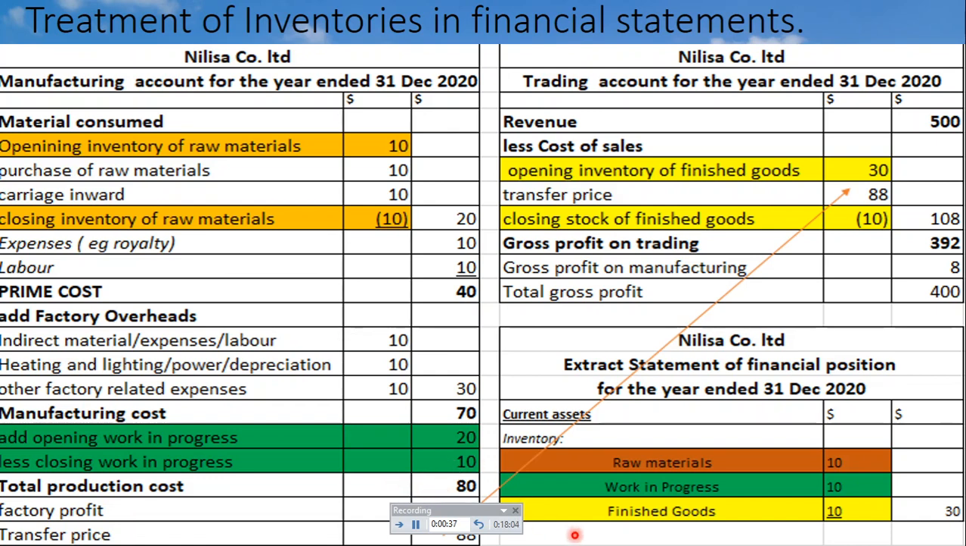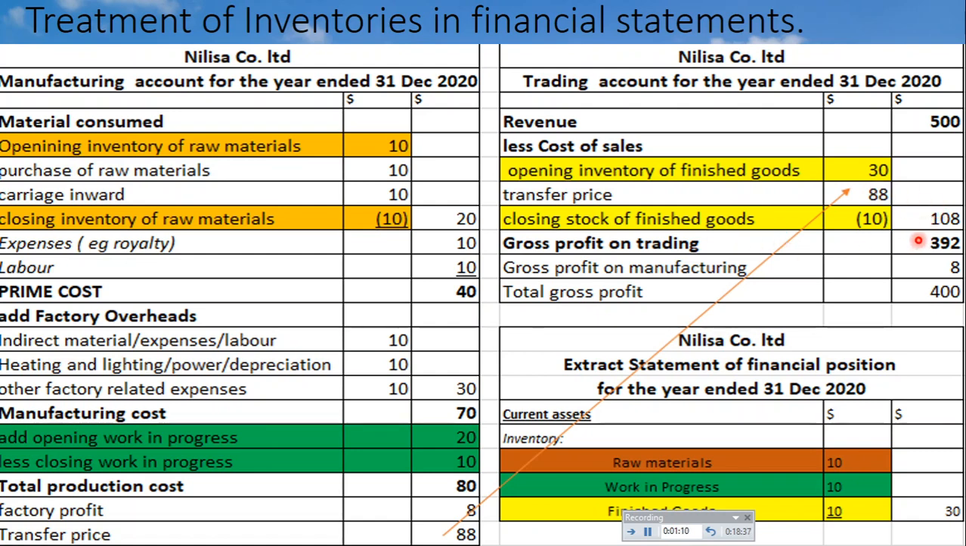Now there are two ways of transferring the factory production to your trading account. One is at production cost. You can transfer it at 80 down here, or you can add your profit and transfer it at a profit. Here the total production cost is 80, suppose the factory profit is 8, so the transfer price becomes 88. If you are transferring at 88, you get a cost of sales after putting the 88 here, and then you get gross profit.